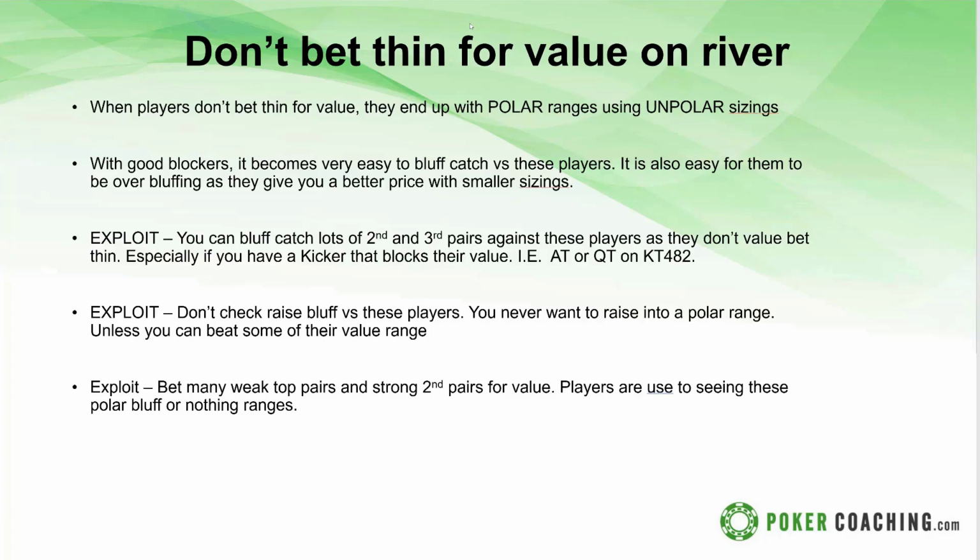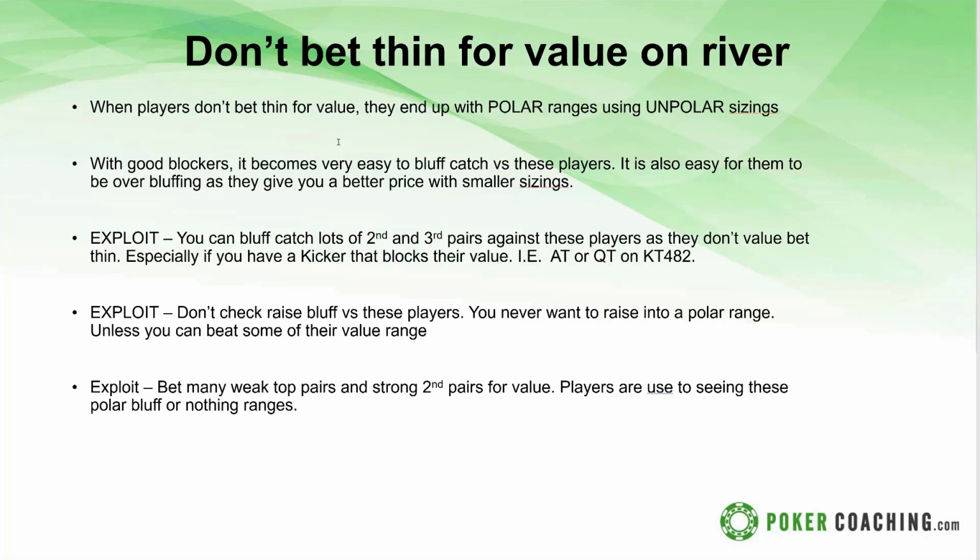They don't bet thin for value on the river. When players don't bet thin for value, they end up with polar ranges using unpolar sizings. So with good blockers, it becomes very easy to bluff catch against these players. It's also very easy for them to be over bluffing as they give you a better price with their smaller sizes. So remember what I talked about earlier. When you bet full pot, you need to have one bluff for every 2 value hands. And when you bet half pot, you're giving them 3-1, so three value hands to 1 bluff.